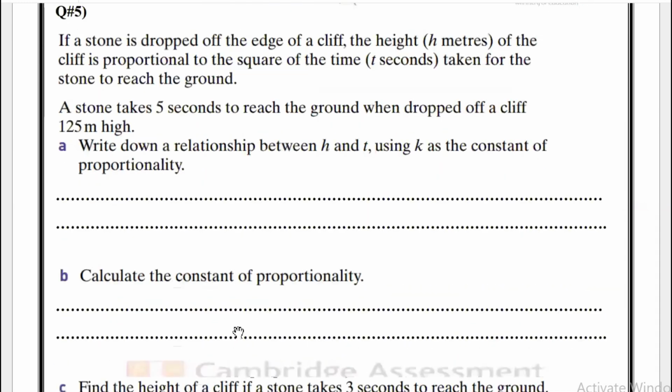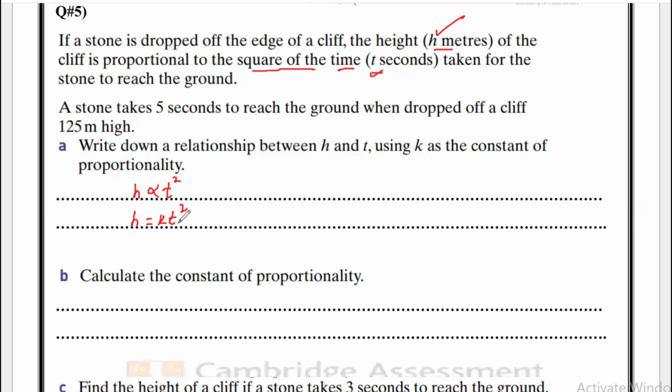The last question is 5, and it is: if a stone is dropped off the edge of a cliff, the height h meter of the cliff is proportional to the square. So remember that the distance, which is in meters, is always directly proportional to time t. So we have two quantities, one is h, one is t. And remember that they are taking the square of the time. That means h is directly proportional to t square, or we can say that h is equal to k t square. Write down the relationship.